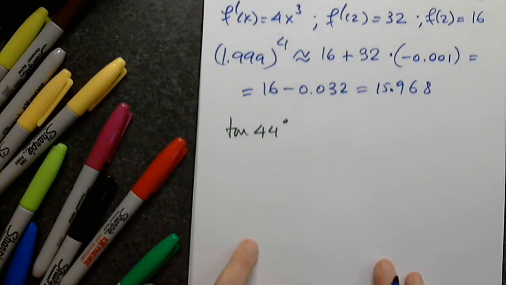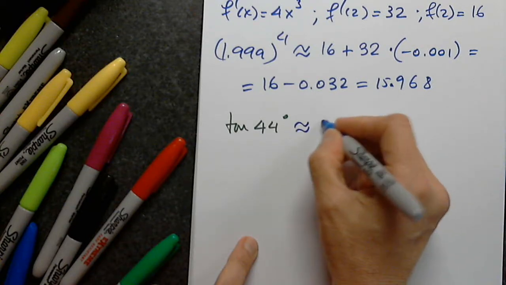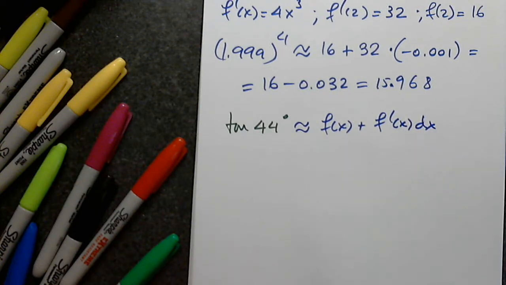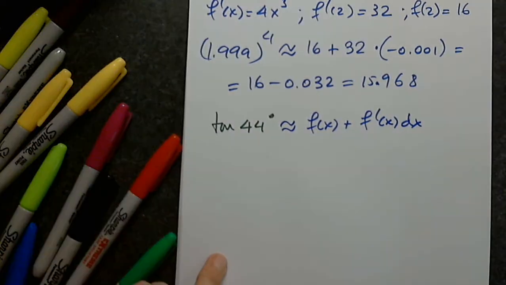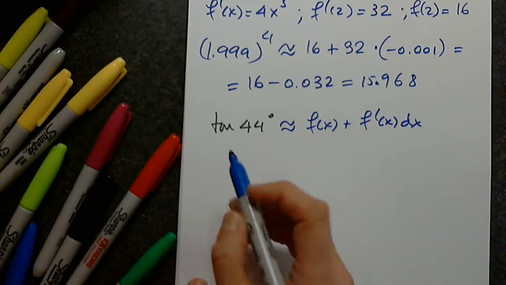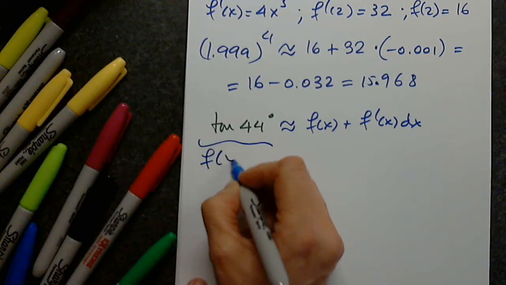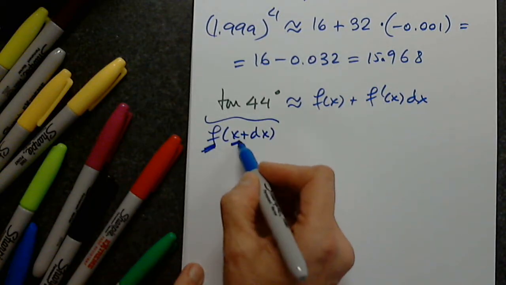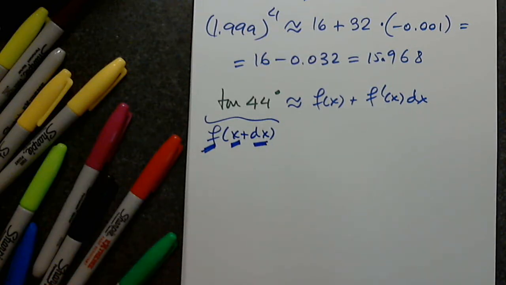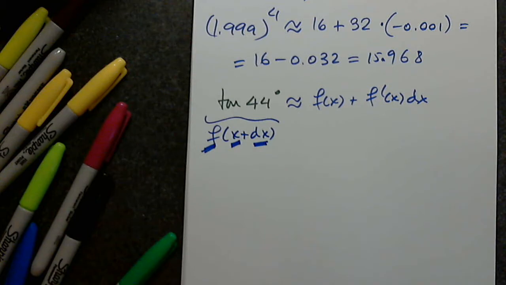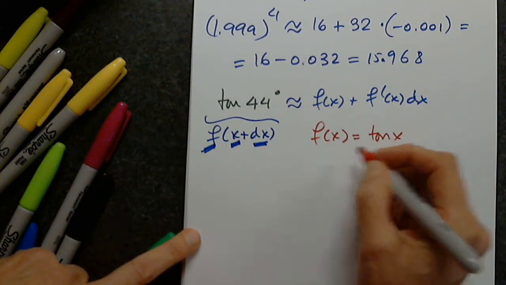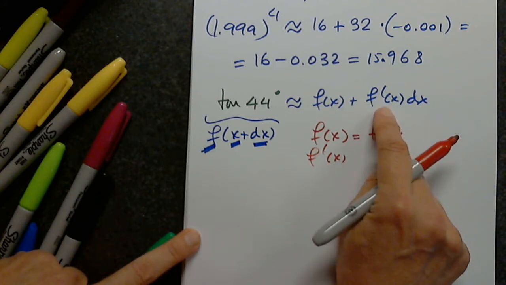Okay, so I know that this is approximately f of x plus f prime of x dx. So we can approximate it. I need to determine this, I need to determine this, and I need to determine this. And then I can put them in. Which function are we talking about? Very good. What is its derivative? Because I need it here.